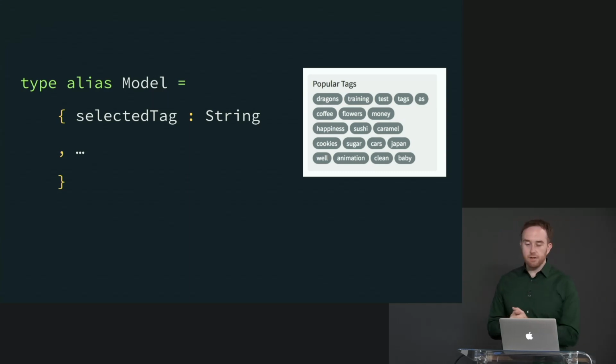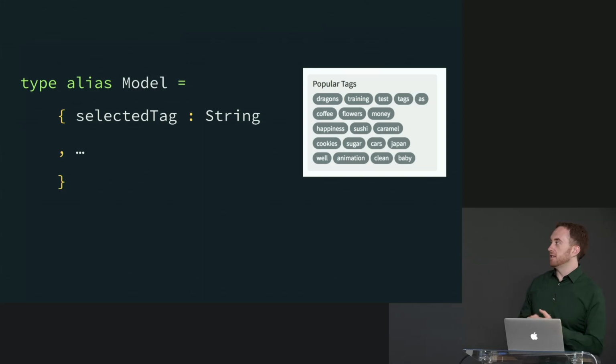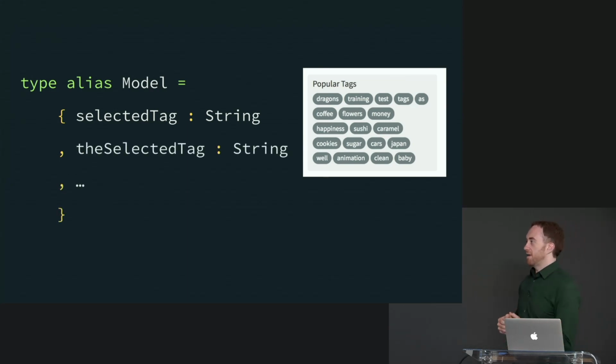So when we're talking about sources of truth, generally speaking, these break down into a few different categories. One of which is essentially, do I have agreement on where a particular piece of information lives? So let's say I have a model that has selected tag, which is a string to represent which particular tag I have selected. And then let's say for some reason I have another field in my model called the selected tag, which is also a string. Okay, which one's right? They're both claiming to represent the currently selected tag.